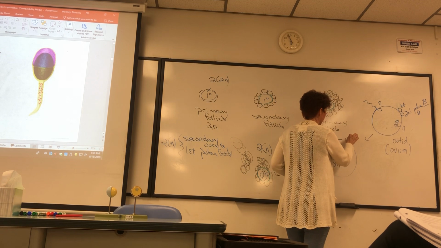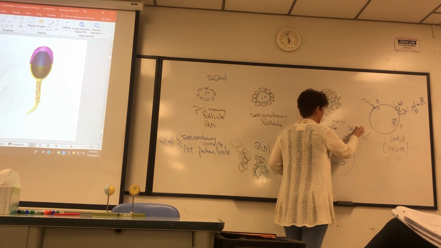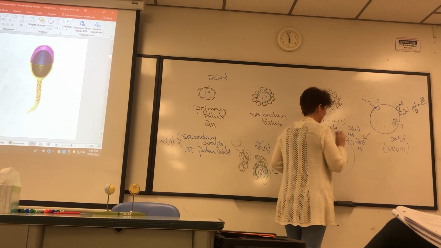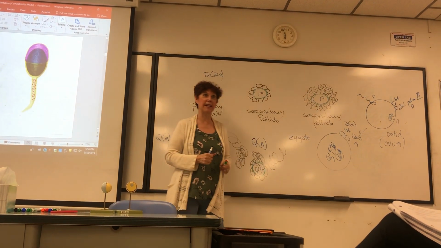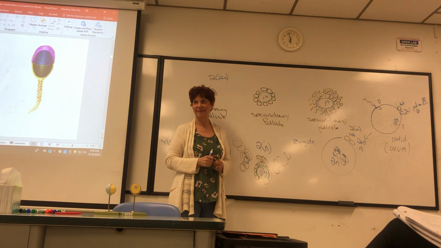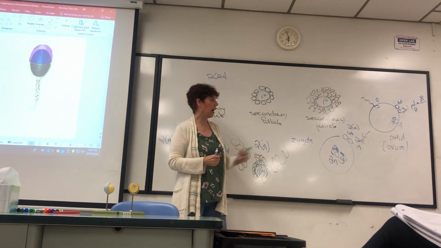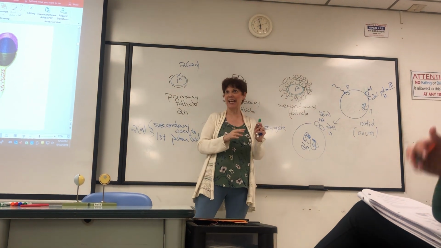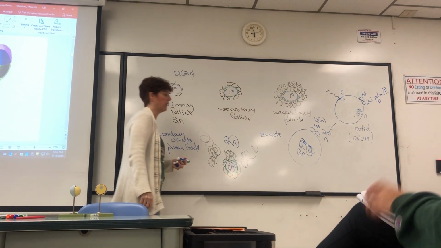And out here we're still going to have our first polar body, which is 2N, and our second, which is just N. But inside the zygote, it's going to be 2N. Okay? Now occasionally that first polar body will divide again, but I'm not going to do that. Well, it doesn't always do that. I'm not going to have it do that.